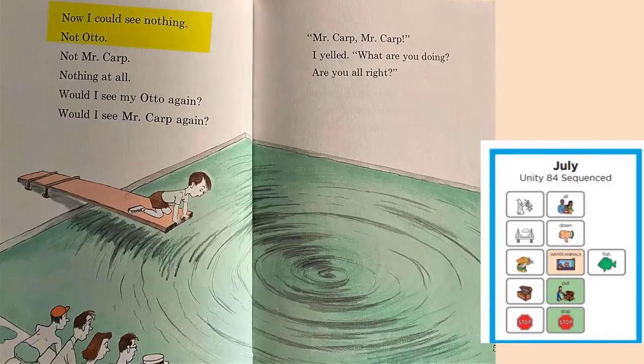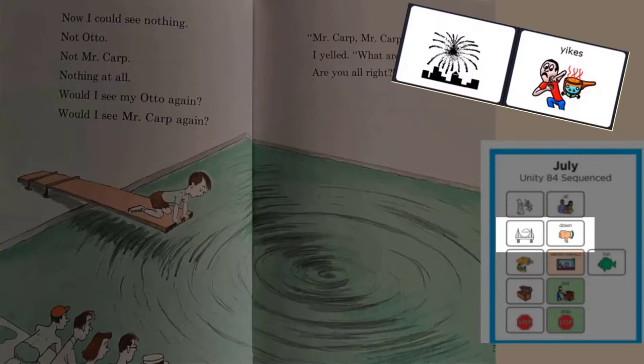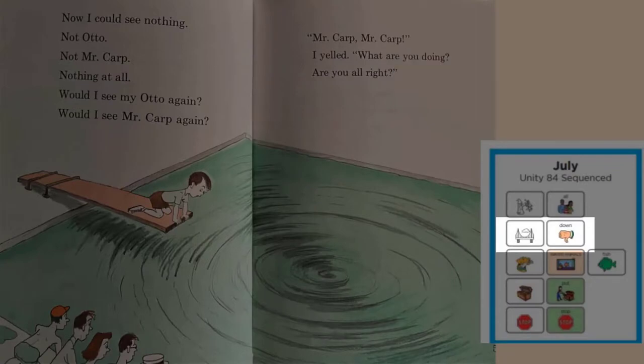Now I could see nothing. Not Otto. Not Mr. Carp. Nothing at all. Would I see my Otto again? Would I see Mr. Carp again? "Mr. Carp! Mr. Carp!" I yelled. "What are you doing? Are you all right?" Yikes! What in the world are they doing down there?